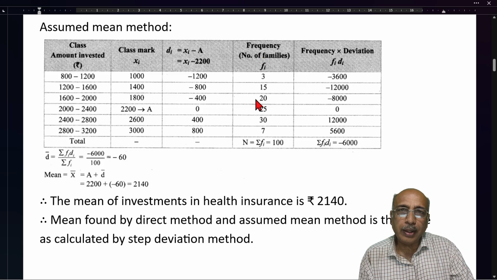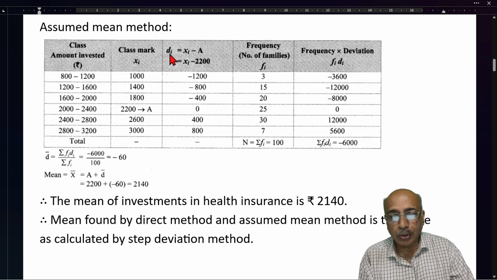Next, in the class, we write frequency as we were writing. Only this step is added. Now it is denoted by di. Di is nothing but xi minus a. At each step, this is xi minus a, so xi minus 2200 we will do at each step here.